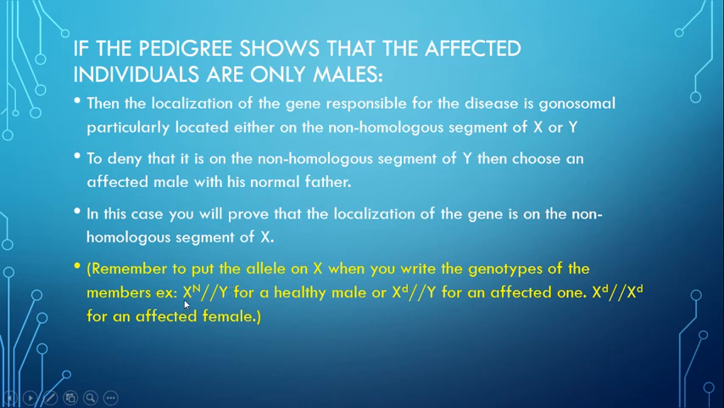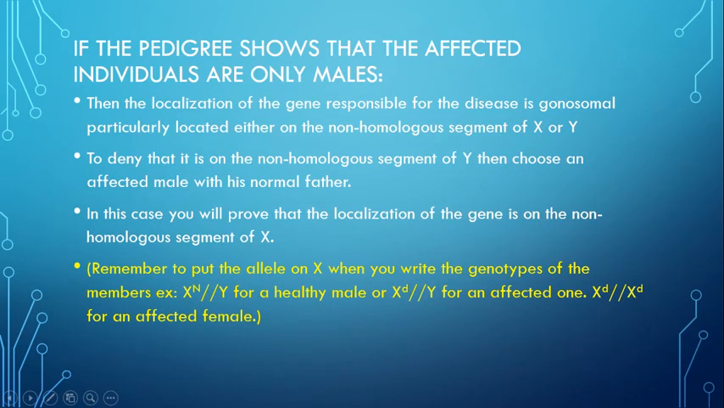Okay? If the male is healthy and the normal allele is the dominant one, then the genotype of this male shall be X D Y. If the male is affected and the diseased allele is the recessive one, then his genotype is supposed to be X small d Y. Now for the female to be affected, her genotype is supposed to be X small d X small d.